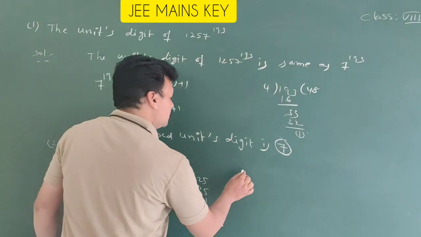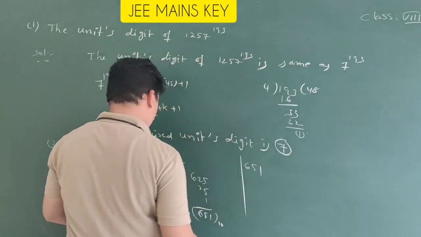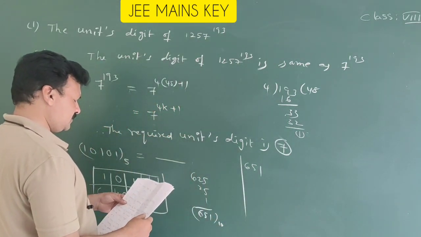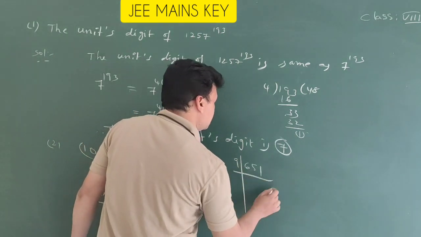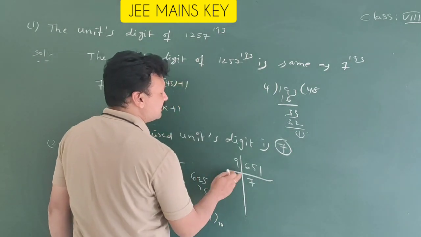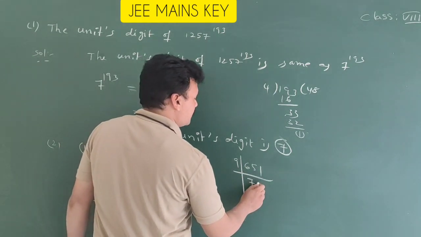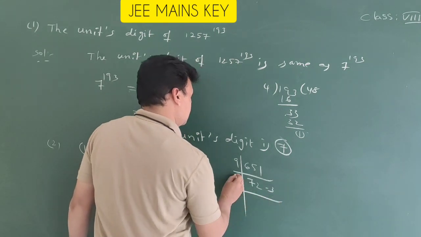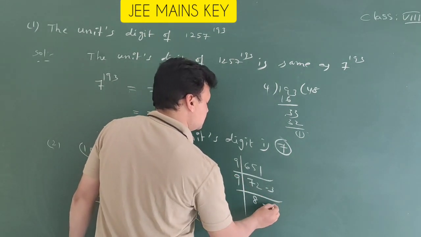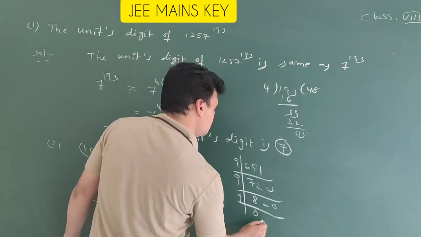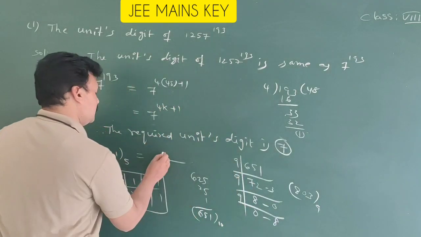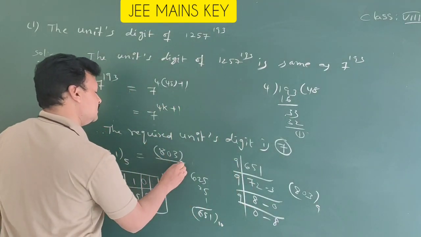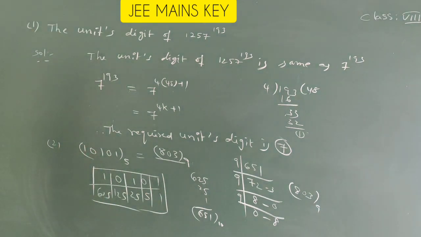The answer is not given, so here we write 651 in terms of base 9. Dividing by 9 repeatedly, 7 times 7 is 63 and the remainders give 8 0 3 to the base 9. 803 to the base 9 is the required answer for the second question.